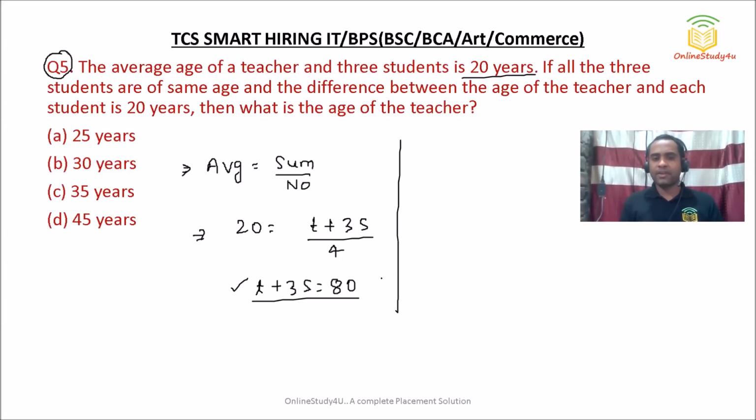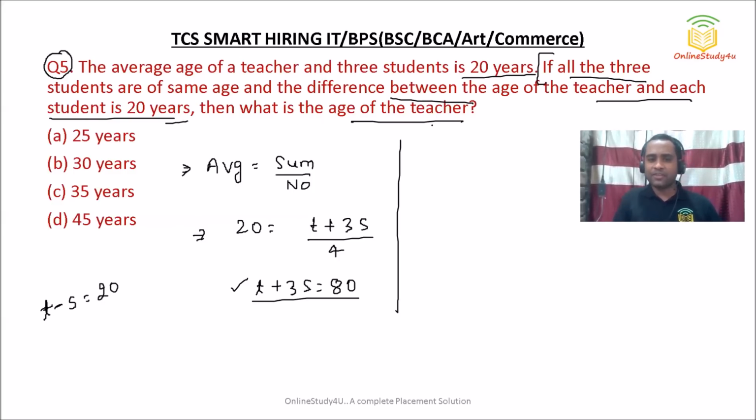Now, if all the three students are of the same age and the difference between the age of the teacher and each student is nothing but 20 years, then what is the age of the teacher?